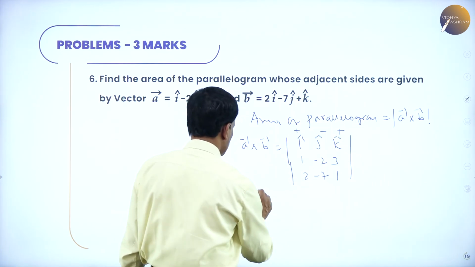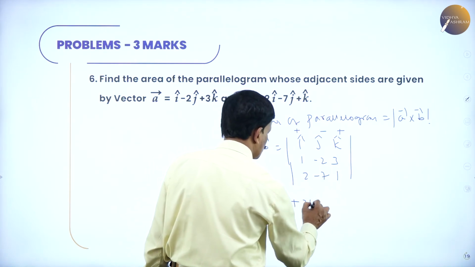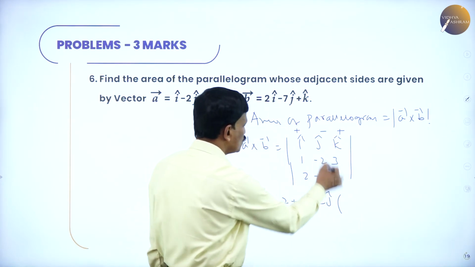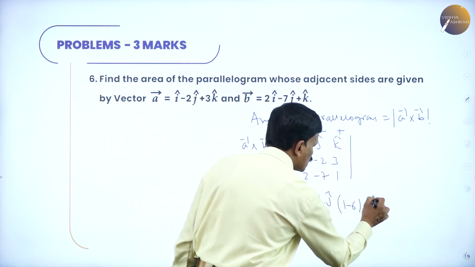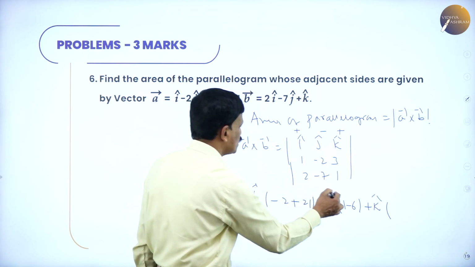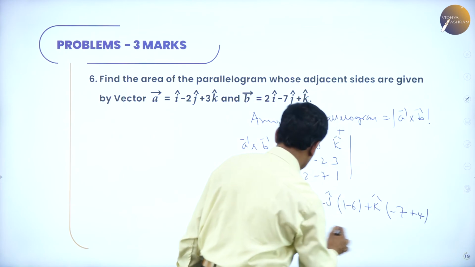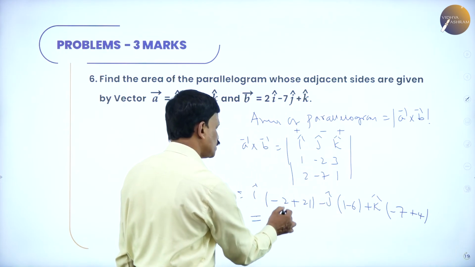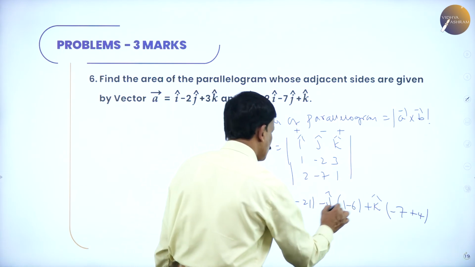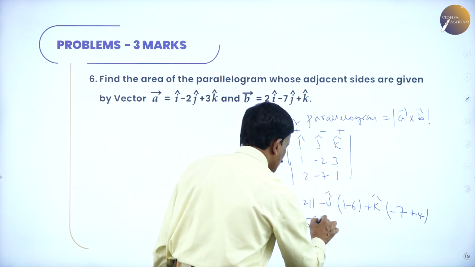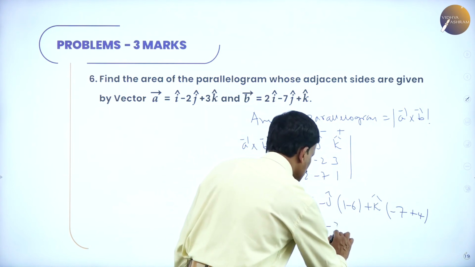Simplify this. i into (-2 minus -7 times 3, that is 21 minus), minus j into (with this row and column gone, 1 times 1 is 1 minus 3 times 2 is 6), plus k into (1 times -7 is -7 minus 2 times -2, that is plus 4). So this is equal to 21 minus 2, that is 19i. Again 1 minus 6 is -5, minus into minus gives plus 5j. And -7 plus 4 is -3 times k.